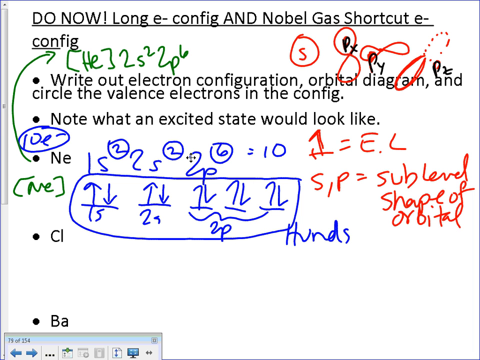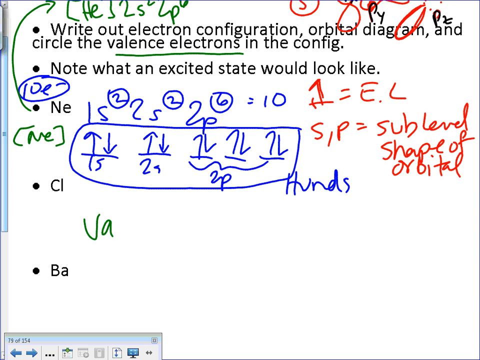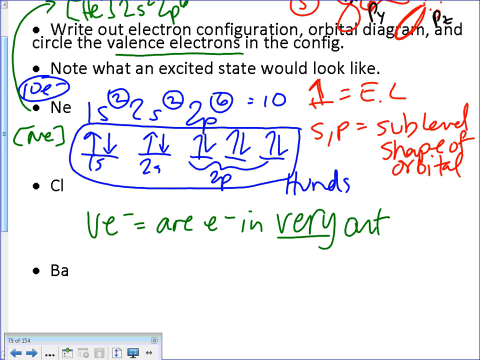So the valence electrons, here's a definition for you. I'm teaching, taking notes, and doing examples all here. Valence electrons are electrons in the very outside energy level. That's as simple as I can make it. We're going to talk a lot more about what they do, but this is how you can identify them. So V for valence and very outside should stand out to you.